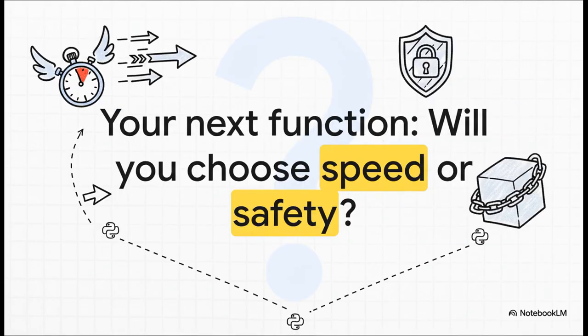So the next time you write a function in Python, just take a second to think. You now have the right mental model to know exactly what's happening under the hood. The only question left is, for this particular job, are you going to prioritize the raw speed of changing an object in place or the absolute safety of knowing your original data is untouchable? The choice is yours.